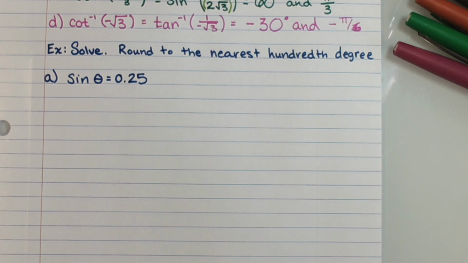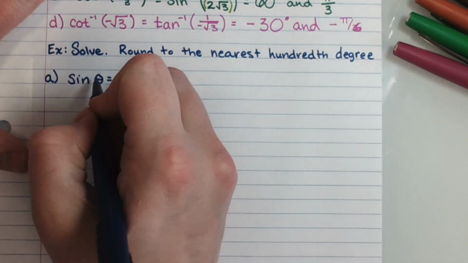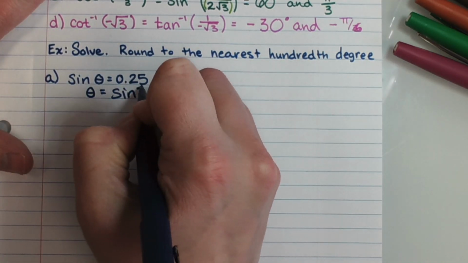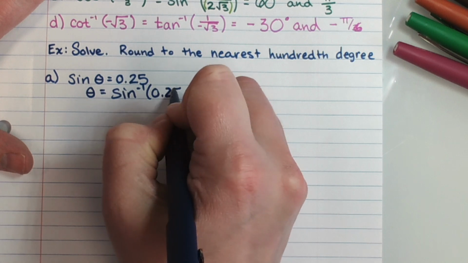You should know how to solve these already. We did these back in 12.1. What's the only variable here? Theta. How do you get rid of sine to get at theta? Sine inverse both sides. Sine inverse this side, you'll be left with theta. Sine inverse this side, and you've got sine inverse of 0.25.